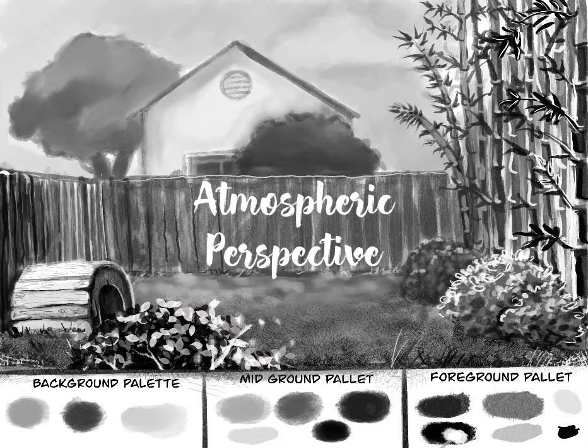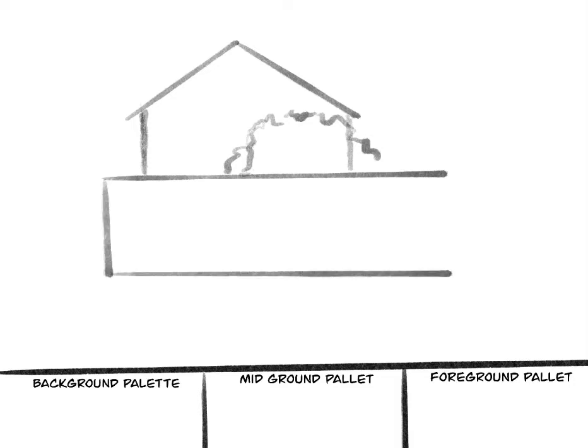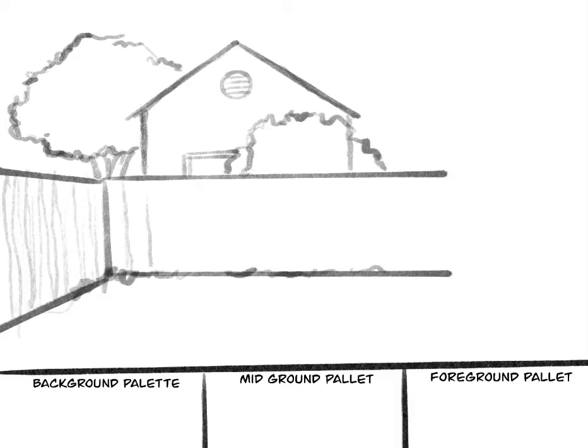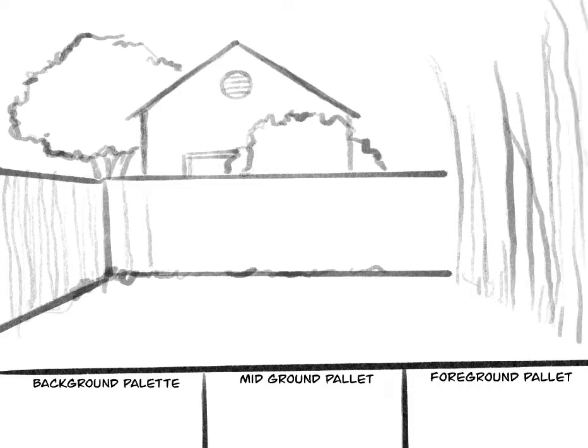Atmospheric perspective. The illusion of space is done with more than just perspective lines. It also has a lot to do with color. To start the exercise off, I'm creating a gesture to plan out my drawing.